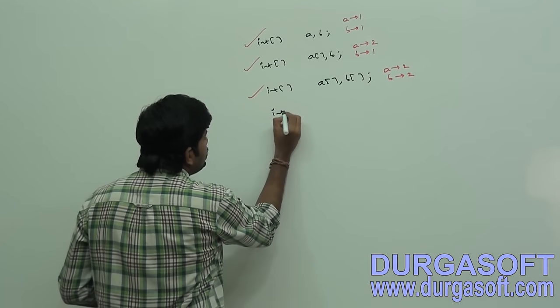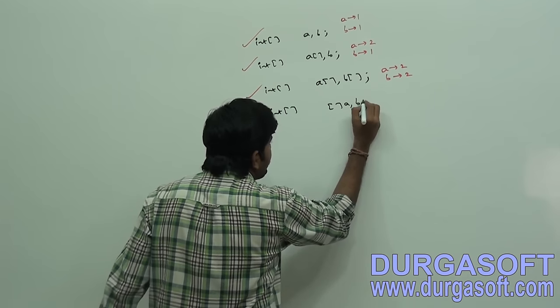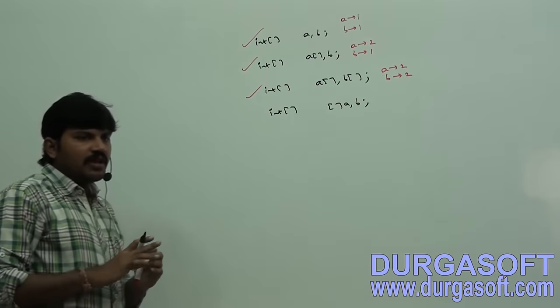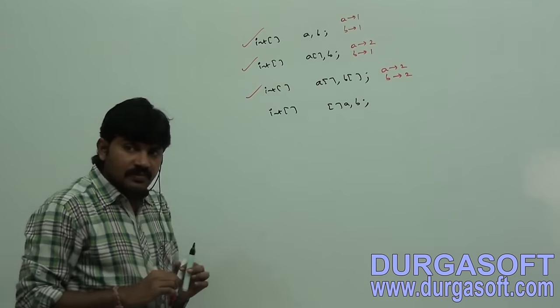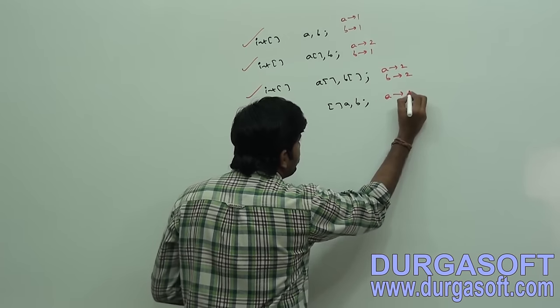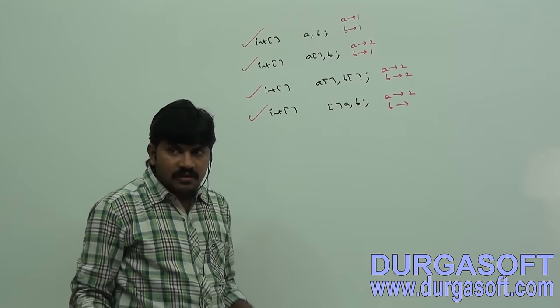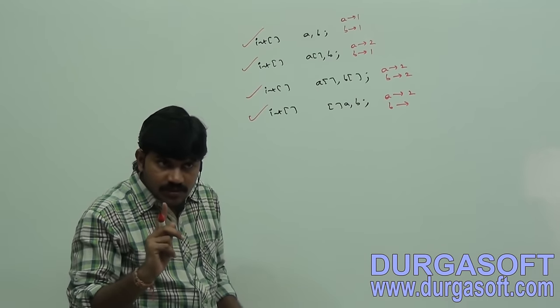Next, int array A, B. Can you tell what is A's dimension? 2. What is B's dimension? Make sure, B's dimension is?